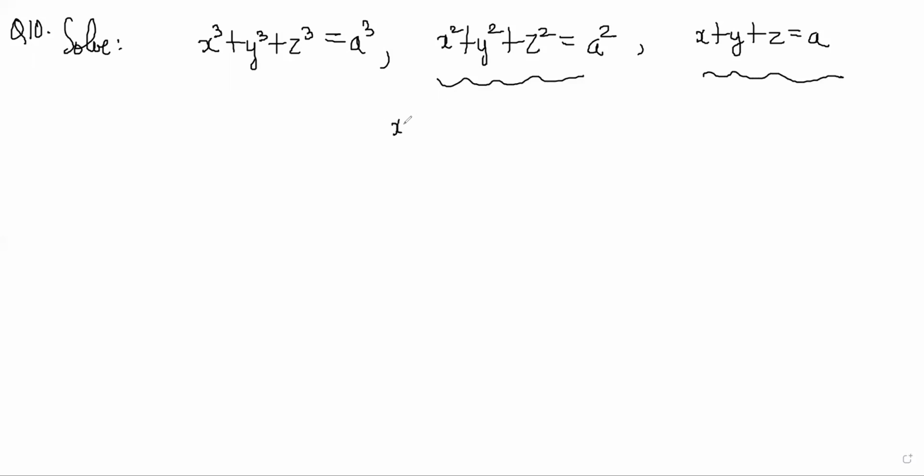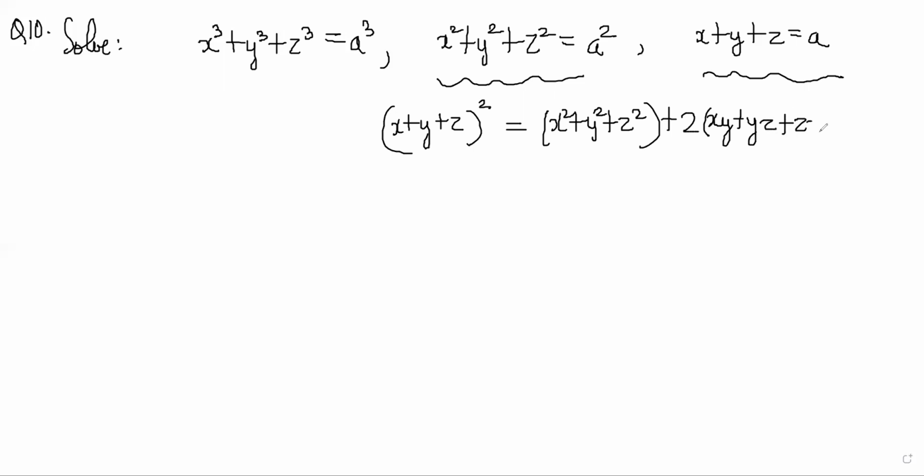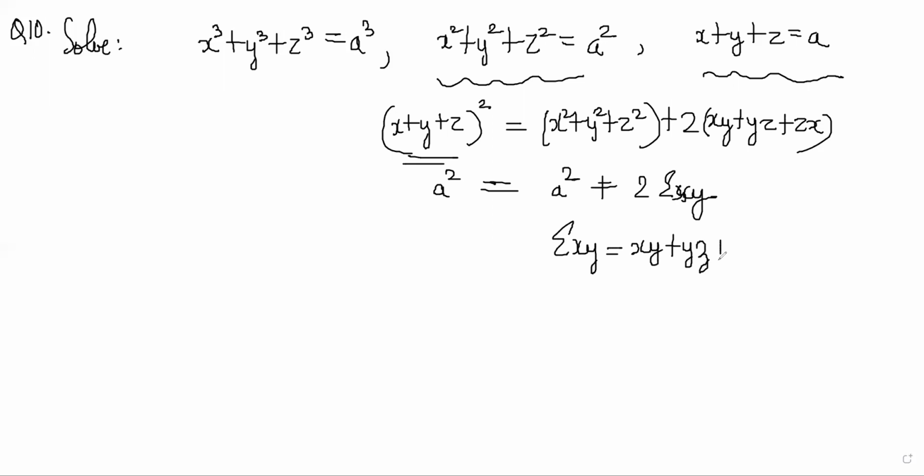So we can say that x plus y plus z whole square is equal to x square plus y square plus z square plus 2 times xy plus yz plus zx, right? So since x plus y plus z is a, this is a square and this is also a square plus 2 times summation of xy. So that implies that summation of xy, or basically xy plus yz plus zx, is equal to 0. That is an important result that will come in handy.